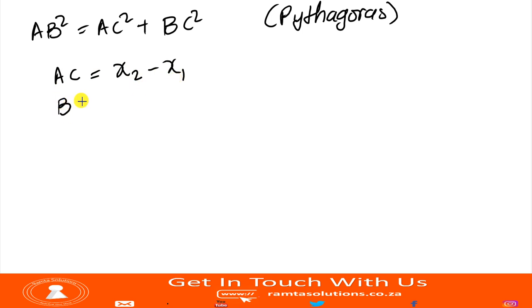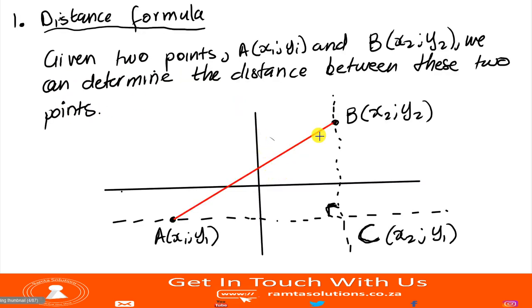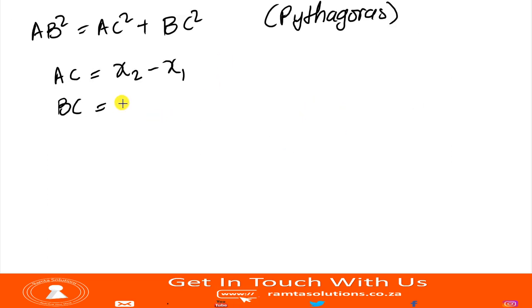Now let's focus on BC. This is a vertical distance. With a vertical distance, it is the highest minus the lowest, so this is y2 minus y1. This is the distance here. So BC is y2 minus y1. So we can say AB squared equals, let's put them in brackets like this.